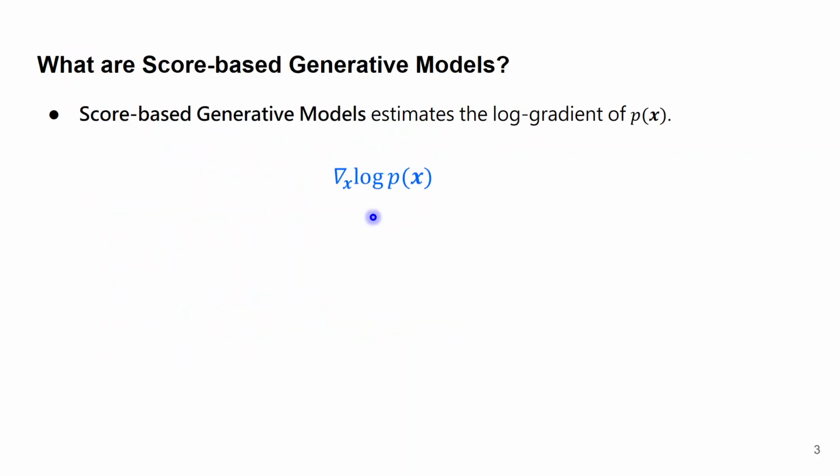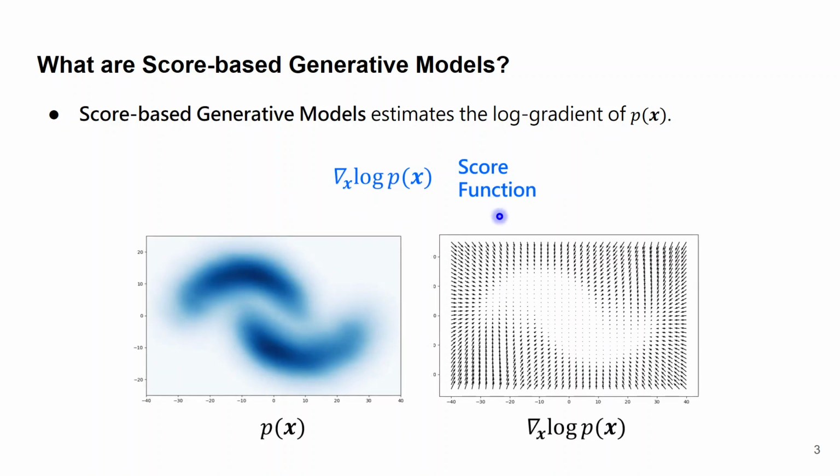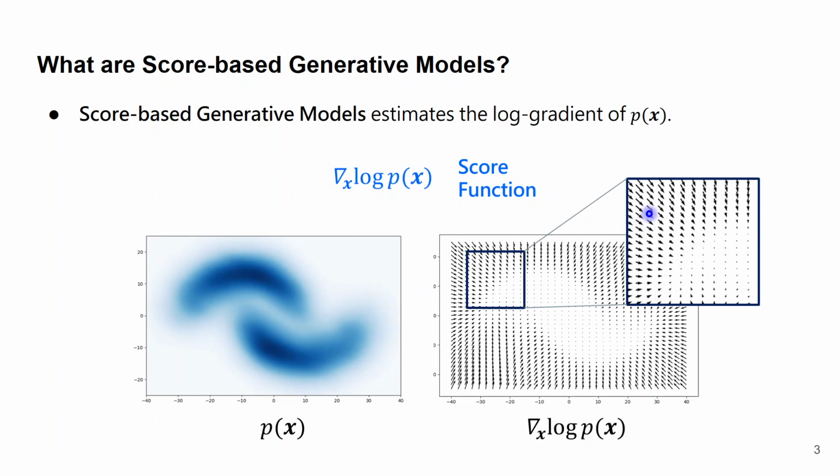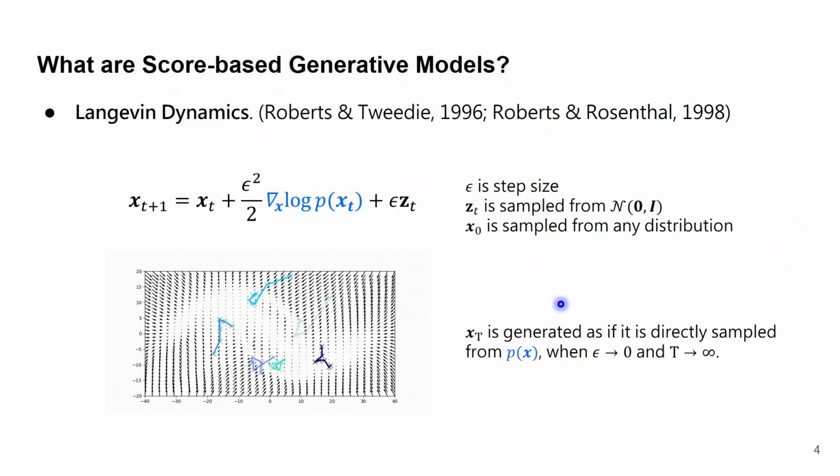So what are score-based generative models? This kind of model estimates the log gradient of the probability density function, and it notationally looks like this. We call this the score function, and it is actually a vector field with each vector pointing to the high density region. So as you can imagine, for the data generation process, we can randomly initialize a point in the space and walk along this score function, then we can get the data point here. And that was the basic concept for the sampling process.